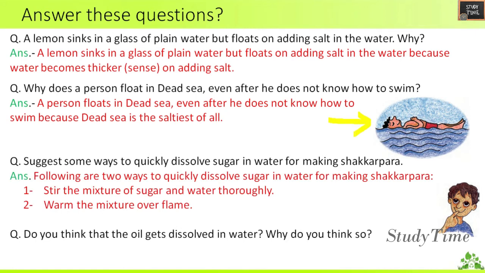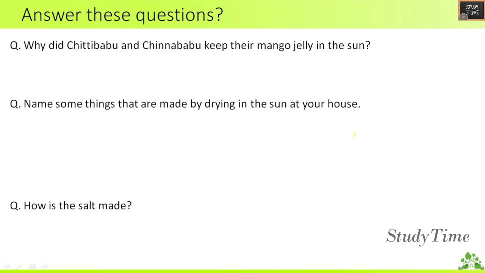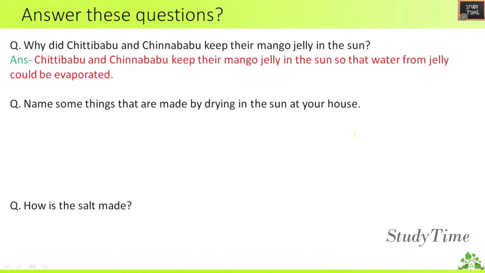Suggest some ways to quickly dissolve sugar in water for making shakkar para. Either you can stir the sugar and water thoroughly, or you can warm the mixture. Next question, do you think that oil gets dissolved in water? No, because water molecules are more attracted to each other than the oil molecules. Next question, why did Chitti Babu and Chinna Babu keep their mango jelly in the sun? So that the water from the jelly could evaporate.